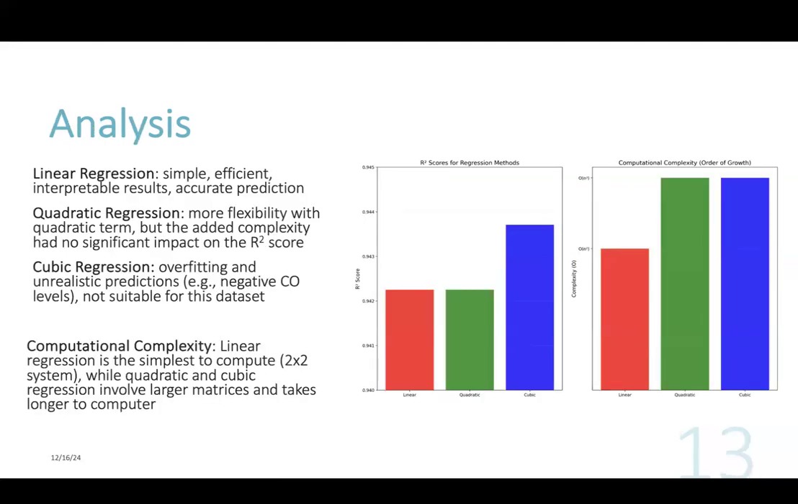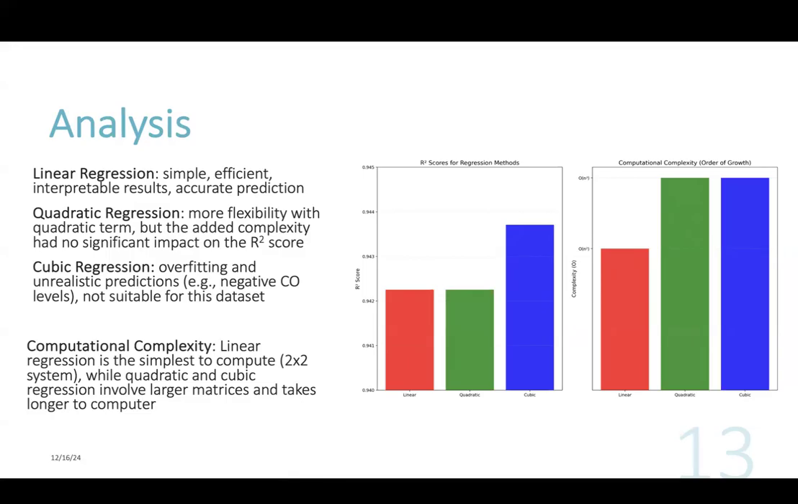So analysis. Linear regression is simple, efficient, it has interpretable results, and an accurate prediction. Quadratic regression has more flexibility with the quadratic term, but the added complexity had no significant impact on the R square score. And finally, cubic regression. It risked overfitting and unrealistic predictions, which was the negative CO levels, which is not suitable for this data set.